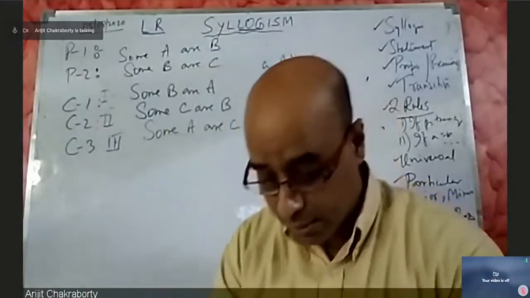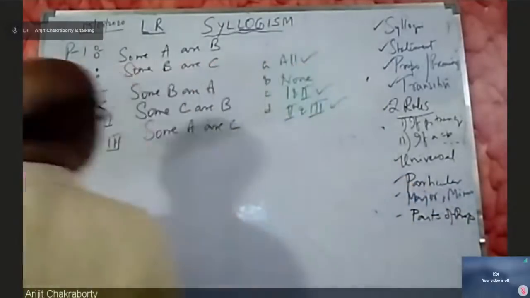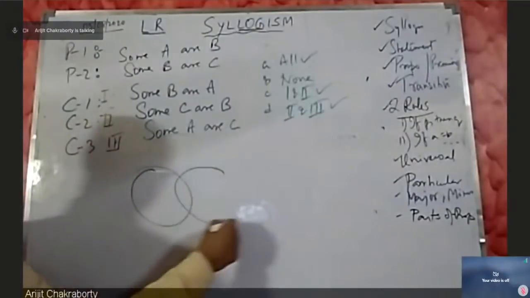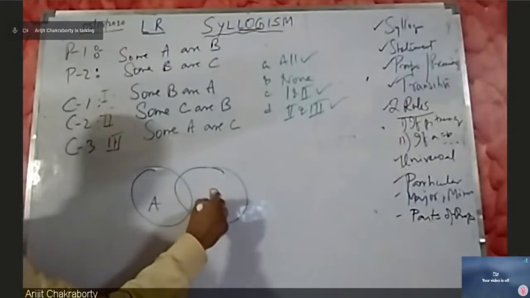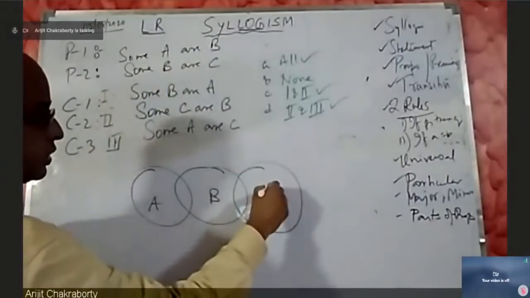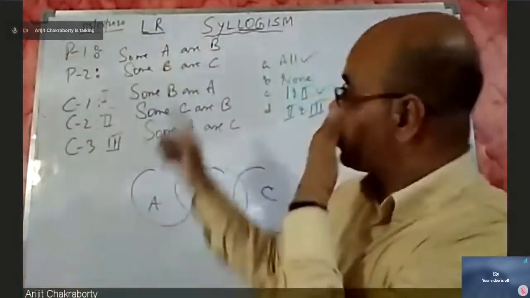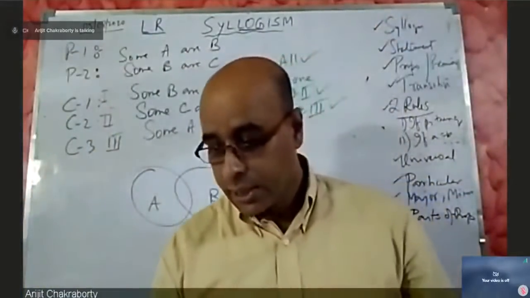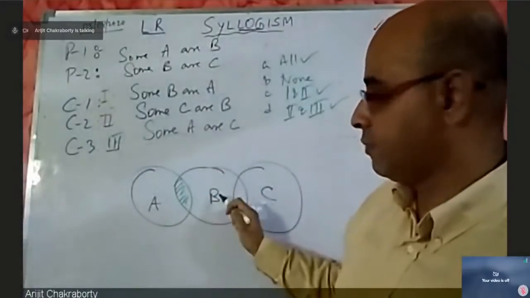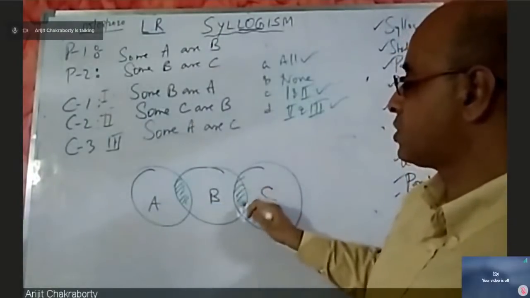So this time the Venn diagram is a bit different. Some A are B, some B are C. So it is going to be like this. A, B, and some B are C. So it's like this, C. So the first proposition says, some A are B. So some of the A is B. Fine. Some B are C. Some of the B is C.